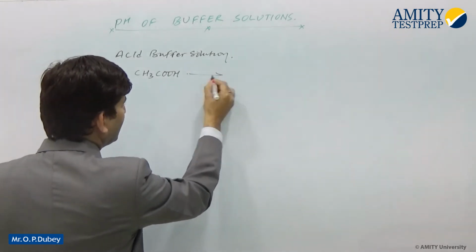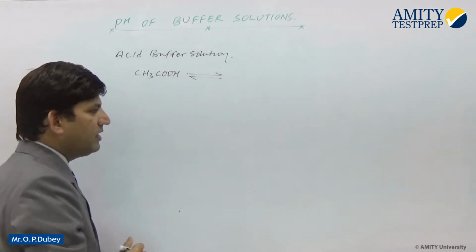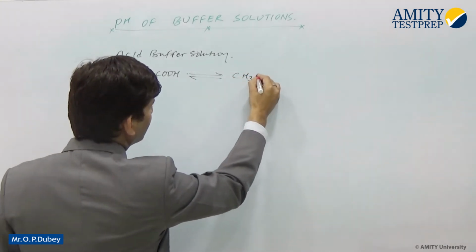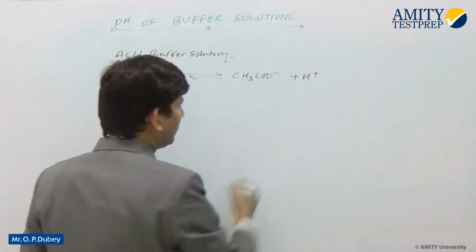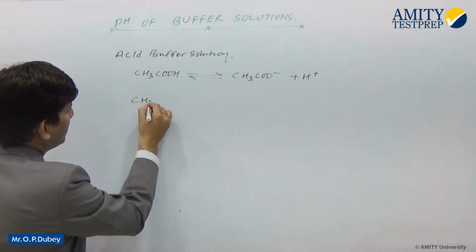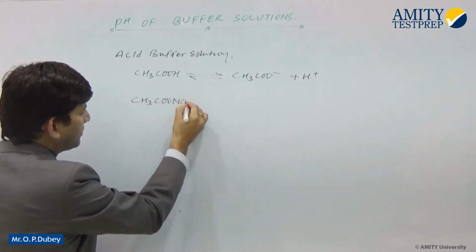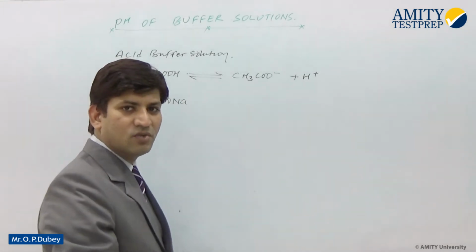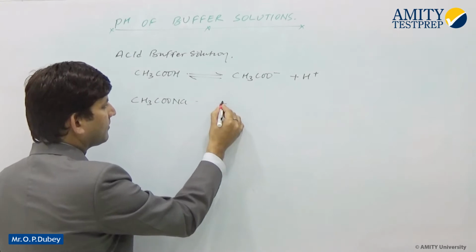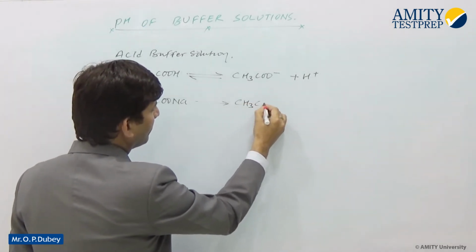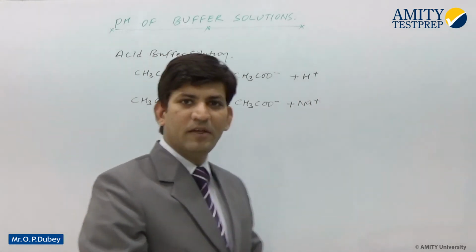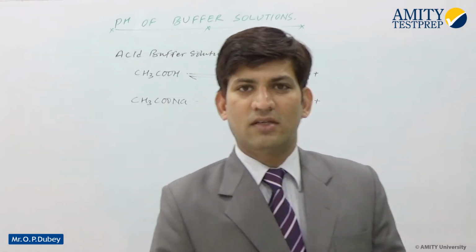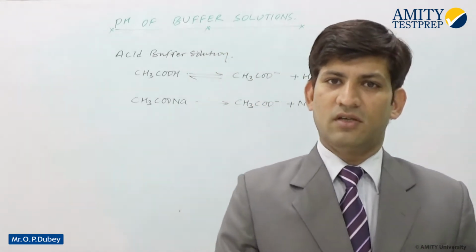Now in solution, acetic acid, since it is a weak electrolyte, does not ionize 100%. It dissociates as acetate and H plus ion, and the sodium acetate present in the solution, which is a strong electrolyte, dissociates completely in the solution as acetate and Na positive ion. Now to calculate the pH of an acid buffer solution, we have to calculate the H plus ion concentration present in the solution or mixture.